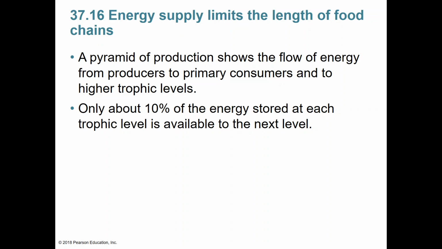So if we take a look at a pyramid or an image of how this production flows from one trophic level to another, we can see that from primary producers to consumers, only about 10% of the energy stored at each level becomes available to the next level.